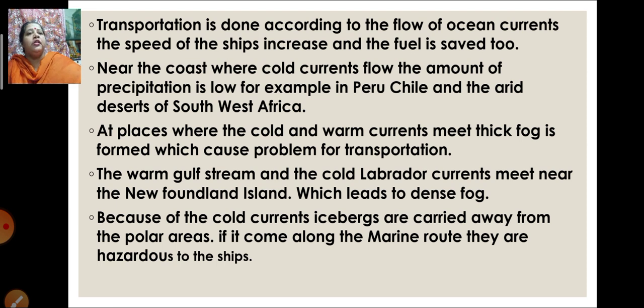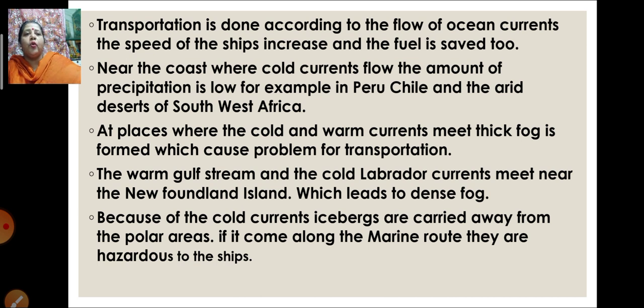Then, near the coast where cold currents flow, the amount of precipitation is low. For example, in Peru, Chile and the arid deserts of Southwest Africa. Near the coast where cold currents are flowing, the amount of precipitation is always low, in places like Peru, Chile and the arid deserts of Southwest Africa.